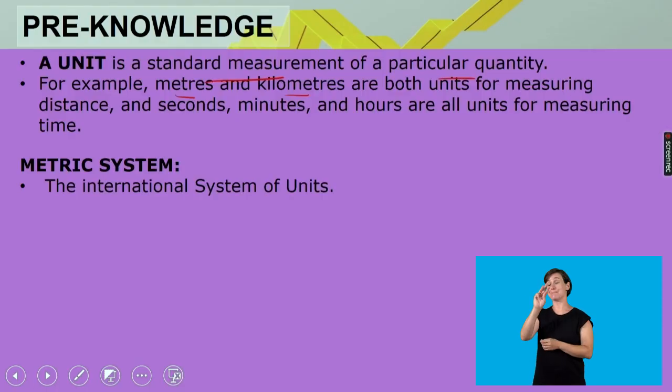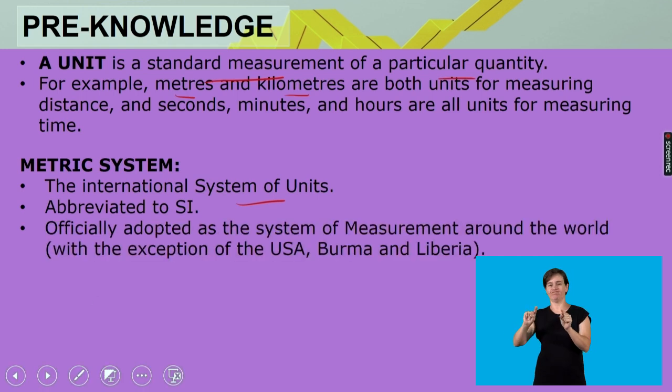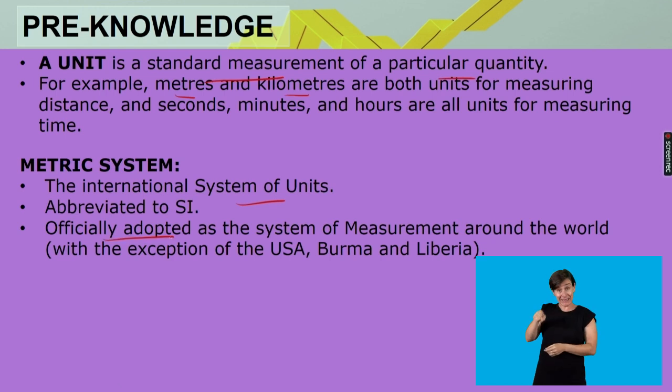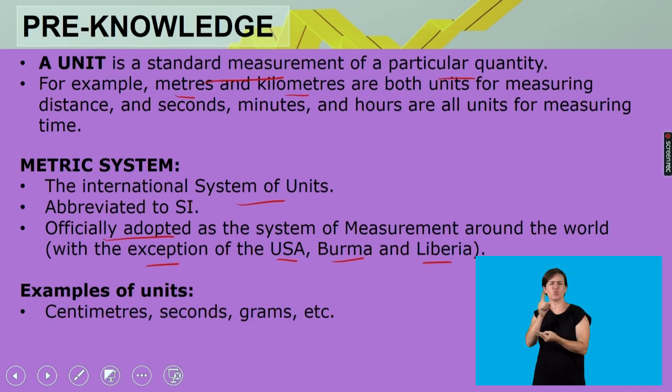Then, when we think of the word conversion, immediately the word metric system pops up. So what is the metric system? That is the international system of units. The abbreviation we normally use is SI. This is the system officially adopted as the system of measurement around the world, with the exception, of course, of the USA, Burma, as well as Liberia. So that's your metric system. Examples of units in the metric system are centimeters, seconds, grams, etc.